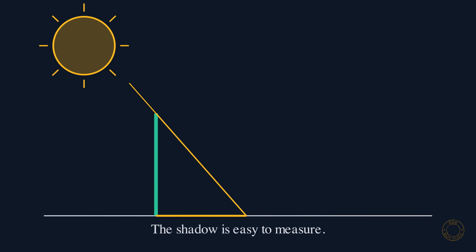Suppose we want to measure the height of a tall pole. We could climb the pole and measure it directly, but that is not always practical. But the pole gives us something easier to measure: its shadow. The pole, the shadow, and the sunlight form a triangle.